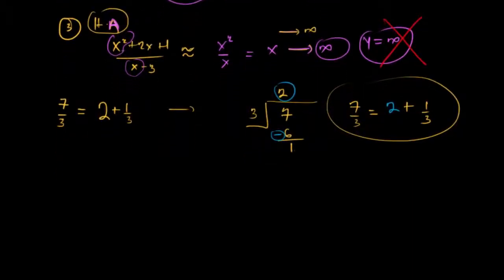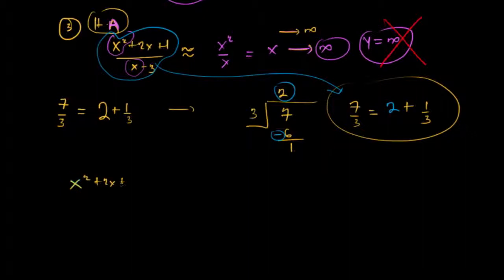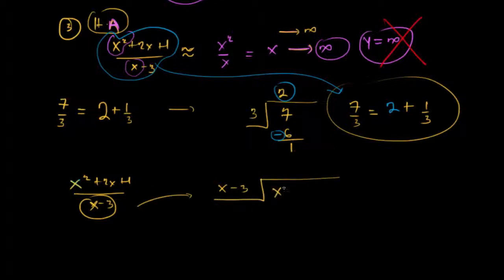So let us see how we can go about writing this rational function in this format here. What we have here is x squared plus 2x plus 1 divided by x minus 3. So this is exactly what we have. Now to do the long division, just like we did here, we'll have the divisor out, that is x minus 3. So this is the divisor. Then we have x squared plus 2x plus 1.